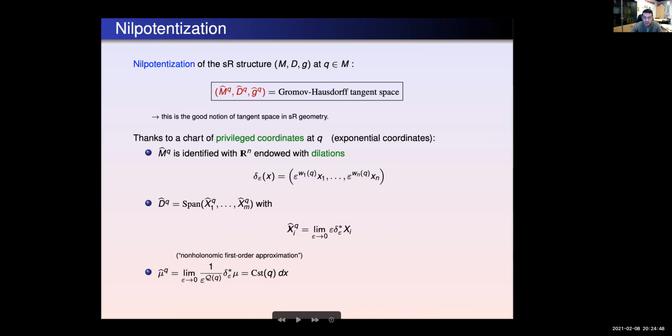We can also define the nilpotentization of the vector fields Xi, which are kinds of first-order approximations, but not first-order approximations in the usual Taylor meaning, but with a non-holonomic meaning, because we need to take into account the fact that there are weights which are not equal to 1 along each coordinate. So it is a kind of non-holonomic first-order approximation. It happens that this is exactly the good notion of the tangent space. And this is the corresponding notion of the usual Riemannian tangent space, but here in sub-Riemannian geometry.